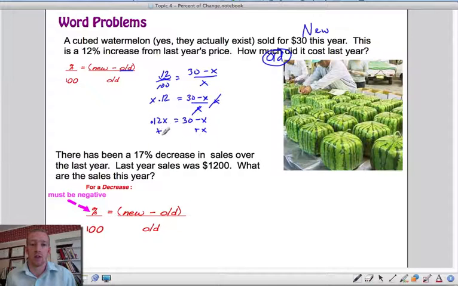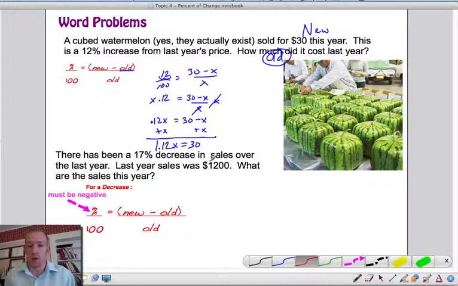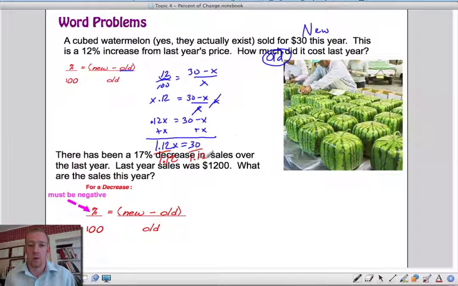So I'm going to add x to both sides. So 0.12x plus 1x is 1.12x equals 30. To solve that, you're going to divide both sides by 1.12, and you get x equals 30 divided by 1.12, which is approximately 26.76. So $26.76, which makes sense. It's a 12% increase, so the old price was smaller and it increased to the higher new price.